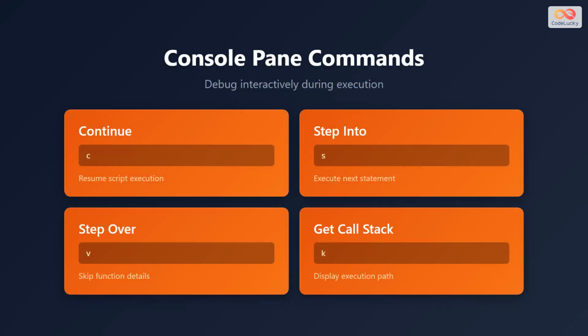The console pane supports interactive debugging commands that you can type while your script is paused. The letter C continues script execution from the current breakpoint until the next breakpoint or the end of the script. The letter S performs a step into operation, executing the next statement and entering any functions.